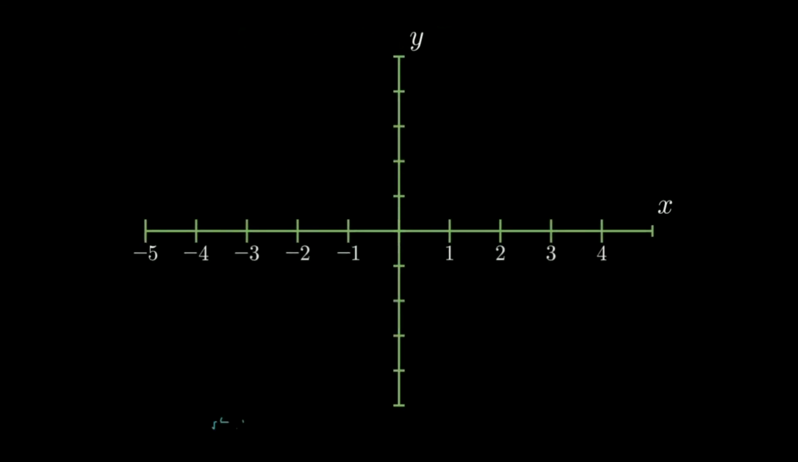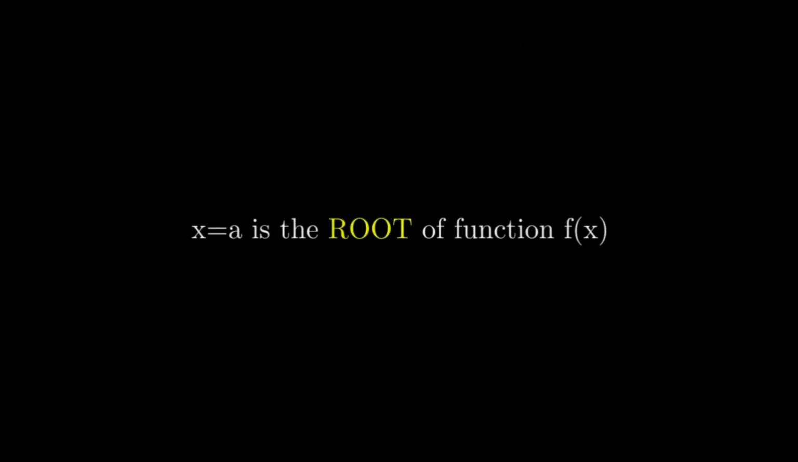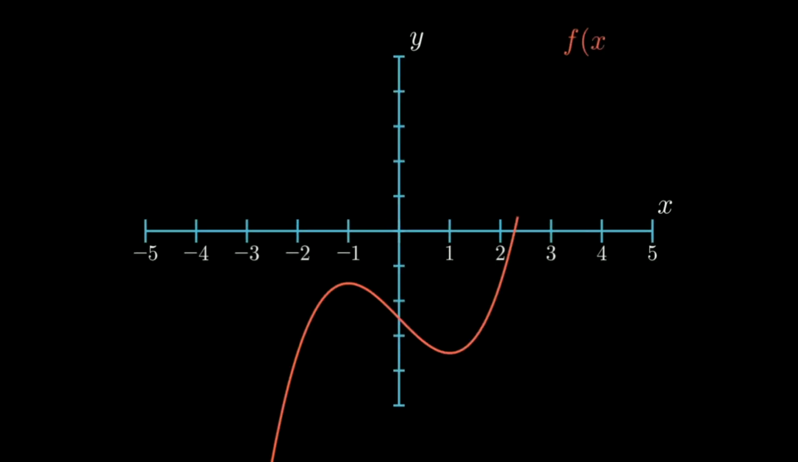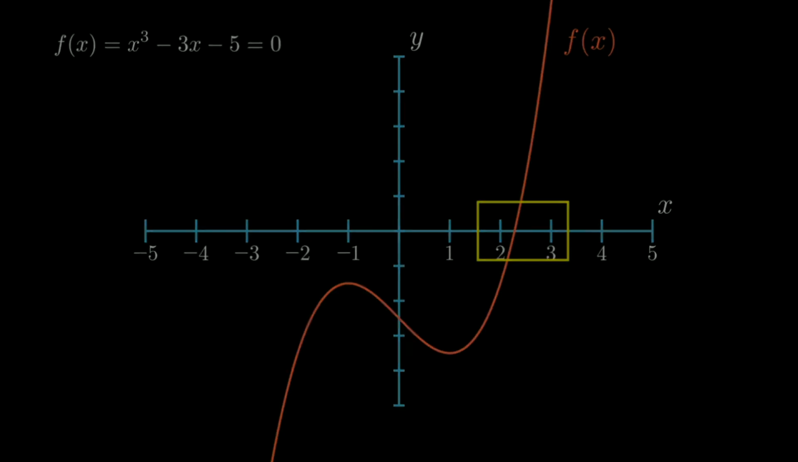Now we will see what a root means geometrically. It is the distance from the origin to the point where the curve f of x cuts the x-axis. Let us call that intersection point a. Therefore, x equals a is the root of the function f of x. Let us take a cubic equation, plot the graph and find where it intersects the x-axis from the origin. To analyze this, we now zoom in at the point x equals a to figure out what's happening there.